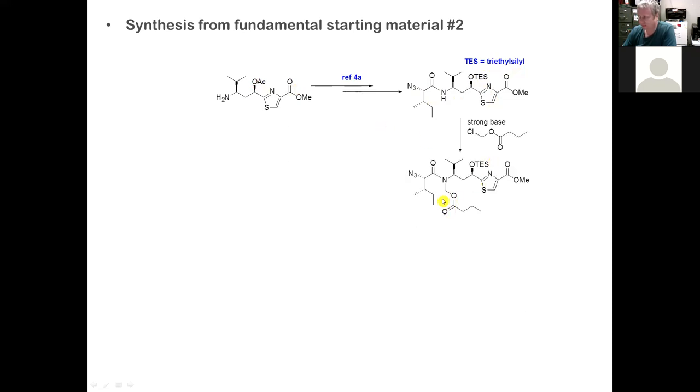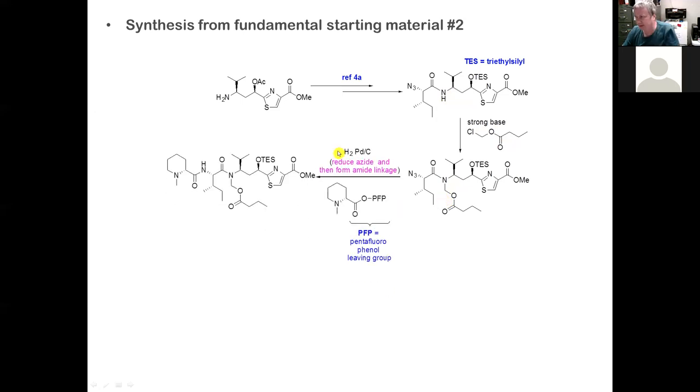This is where they attached the funny hemiaminal, which is the CH2 and the oxygen. All they do is use a strong base, which rips off the proton, and then the nitrogen attacks the carbon, kicking off the chloride. This is another weird functional group called a chloroformate. But anyway, you can purchase this kind of chemical. Nitrogen attacks, you have your hemiaminal, very nice.